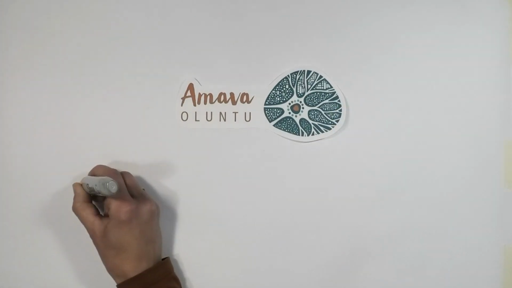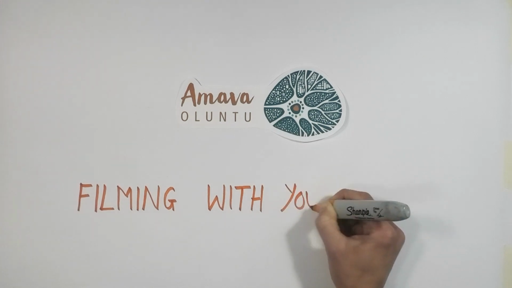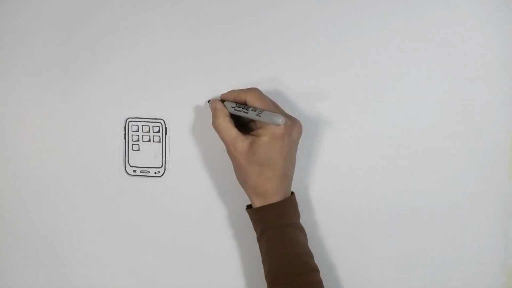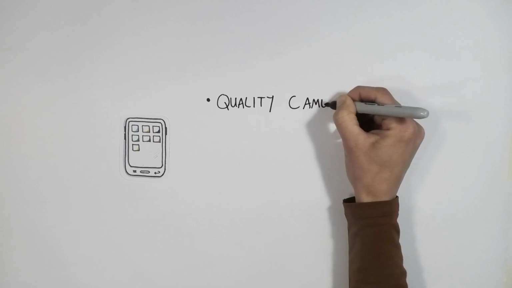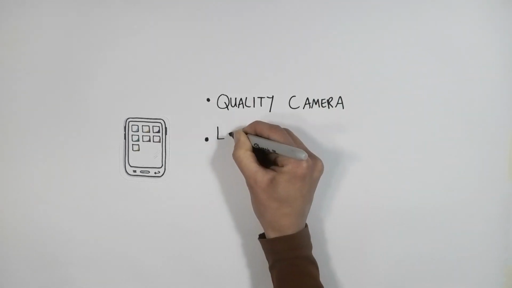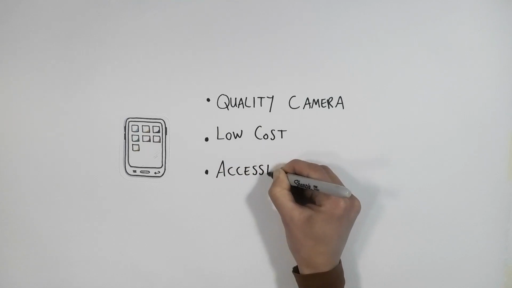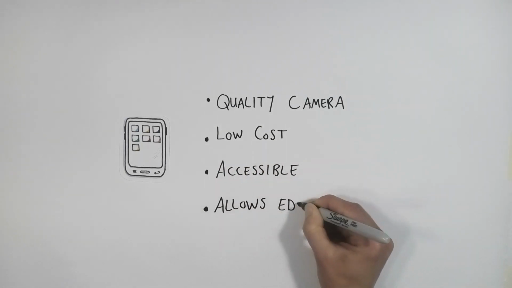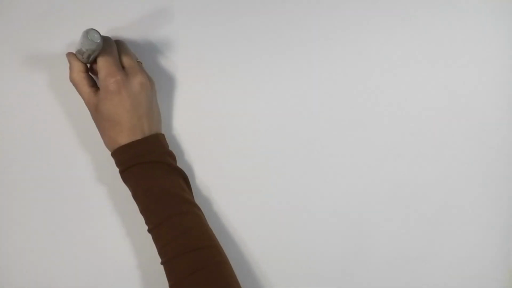Hi everyone! In this tutorial we are going to give you some tips on how to use your phone to make videos. Most phones these days have good quality cameras, which allows us to easily make documentaries or a tutorial video like this one. Phones are easily accessible and way less expensive than a camera. They are always on hand and they even allow you to edit your video using an app.